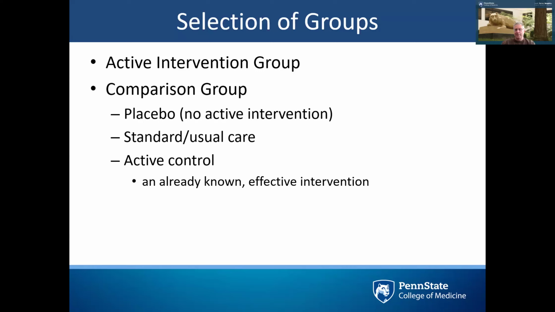I'm almost done. So selections of groups. So we have active intervention group, and then what's your comparison group? Your comparison group can be placebo, no active intervention. It could be standard or usual care, or it could be an active control, which is an already effective intervention.